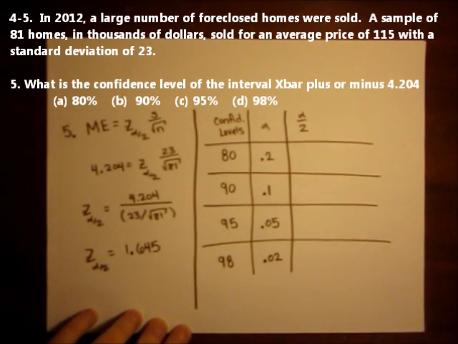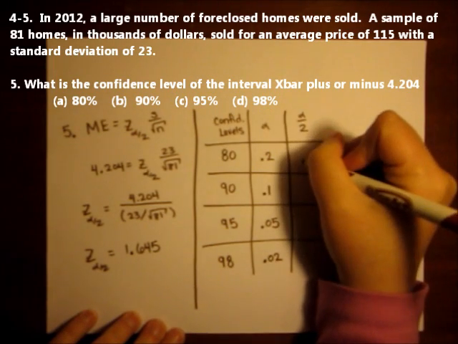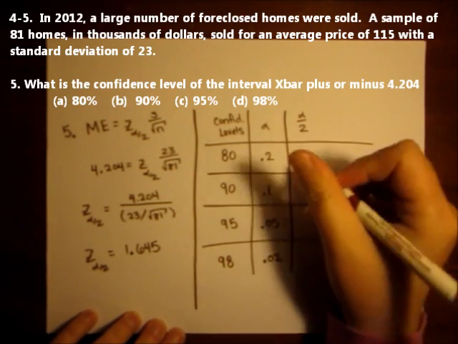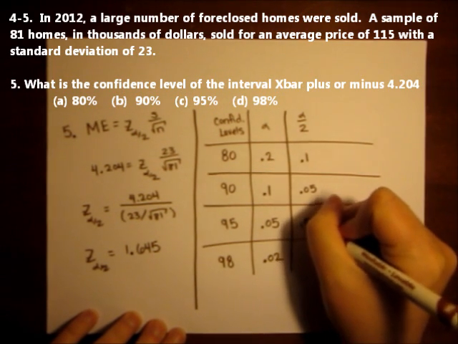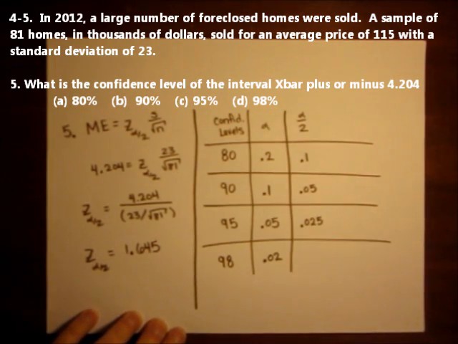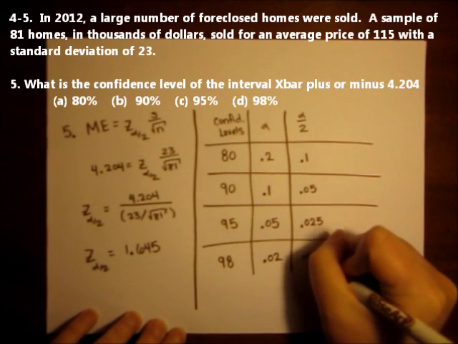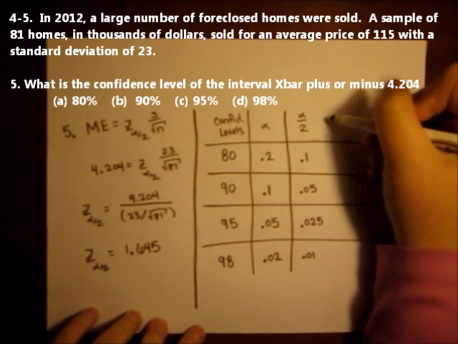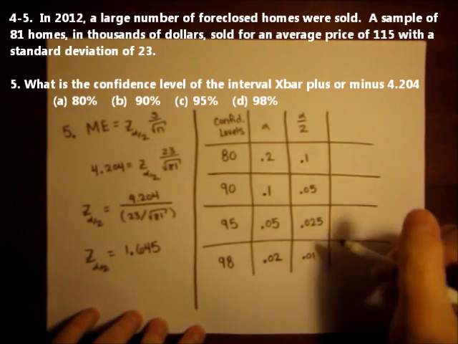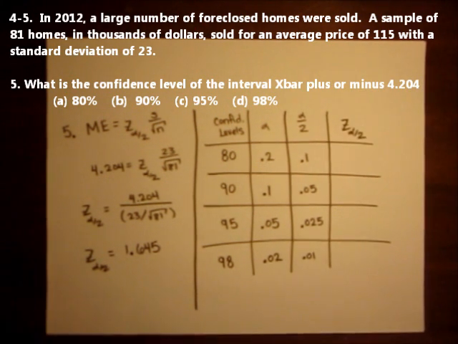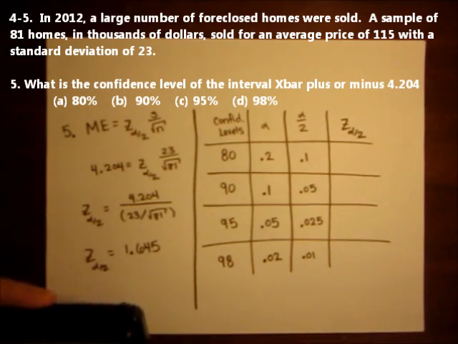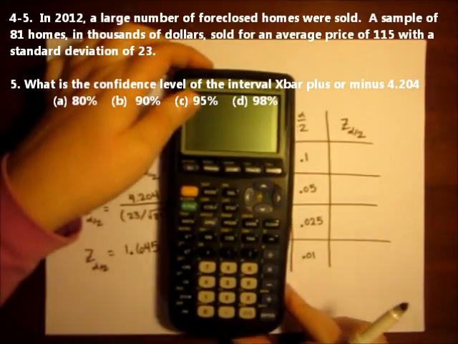Okay, so we always need to know what alpha divided by 2 is. So for 80% it's 0.1, 90% it's 0.05, 95% is 0.025, and 98% it's 0.01. Okay, so to find my z alpha over 2, remember this is the inverse norm of 1 minus the subscript.